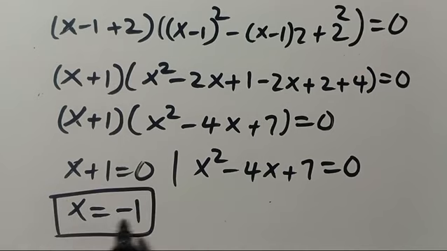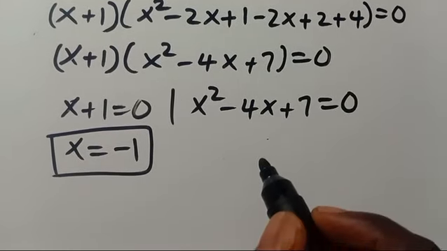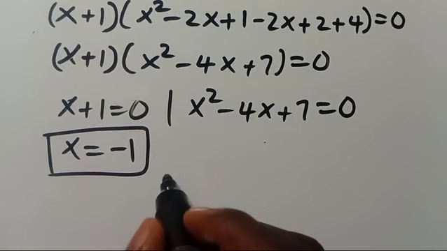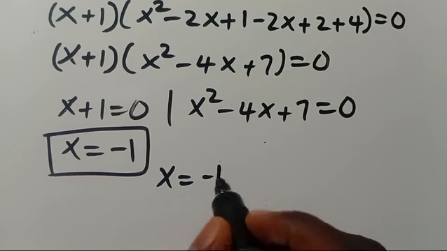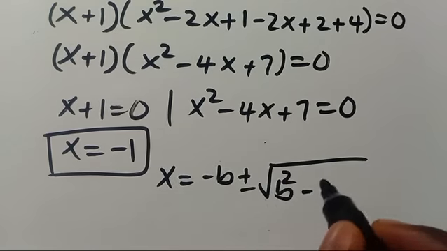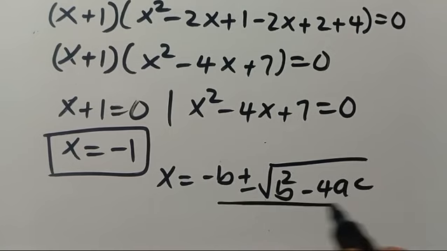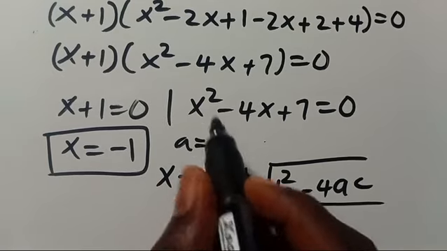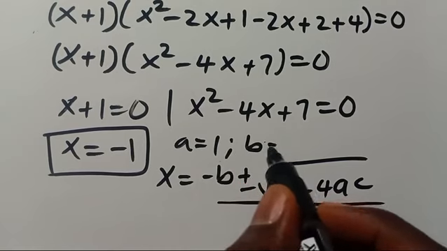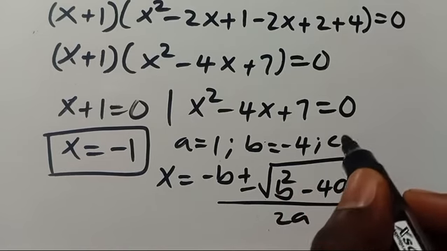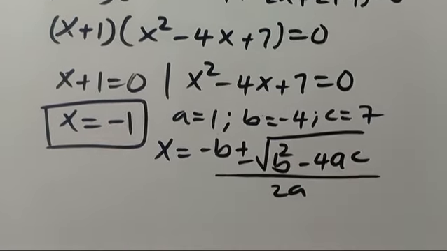This is another second row solution for the problem. Then from here we can apply the quadratic formula to get the value of x. X will be minus b, positive or negative, square root of b squared minus 4ac, divided by 2a, where the parameter a is the coefficient of x squared, which is 1, parameter b is the coefficient of x, which is minus 4, and c equals 7.